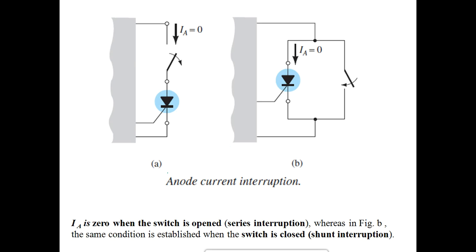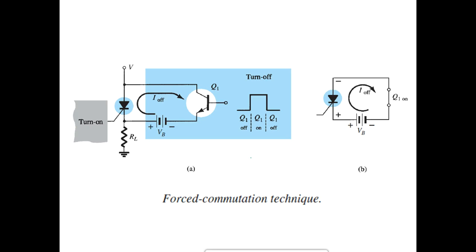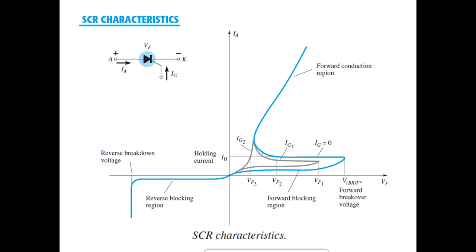Okay, so that's the anode current interruption. That's the first method. Either it could be in series or it can be in parallel. Both the methods can be used. And the second one is the forced commutation method. So you can just go through these things, and this is the same diagram that I had explained earlier. So just focus on it once again.